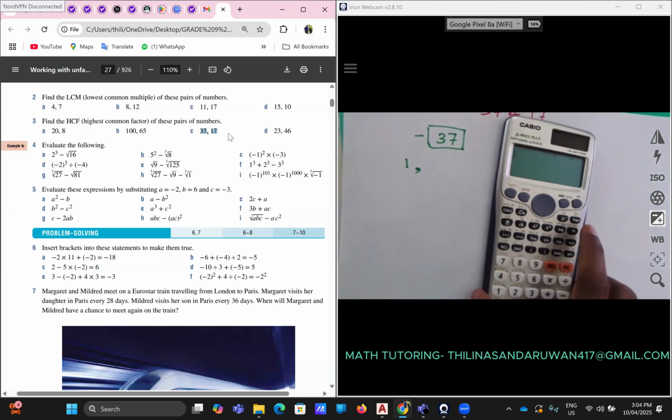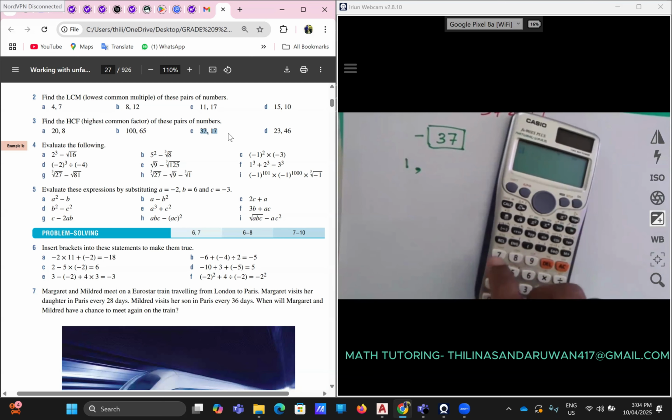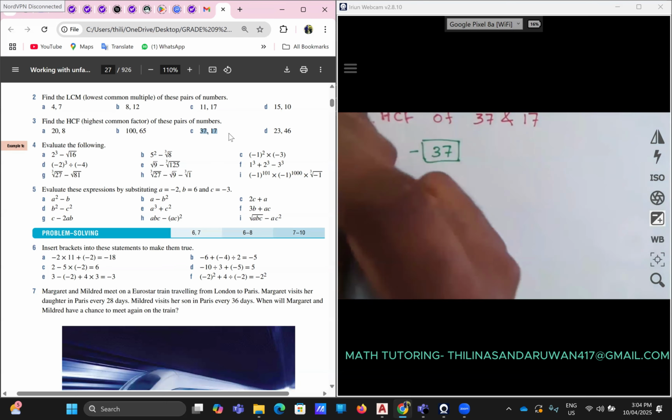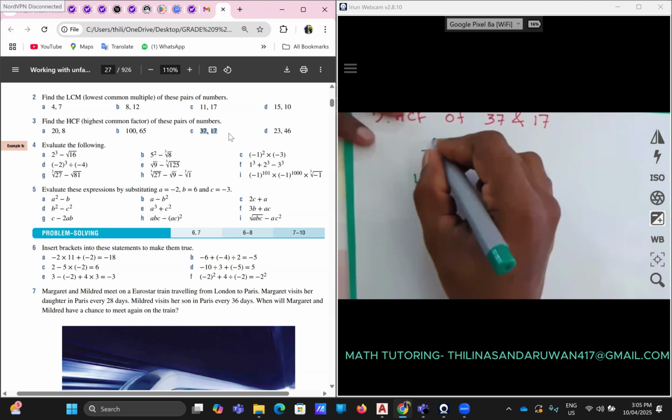14 is not a factor. 15 is definitely not. 16 is not a factor. 17, no. 17, 34, no. 18, no. 19. Let's try 19. No, just 1 and 37 are the only factors for 37, right?